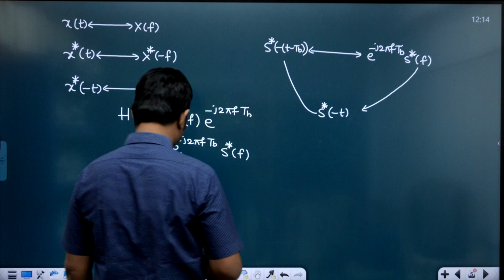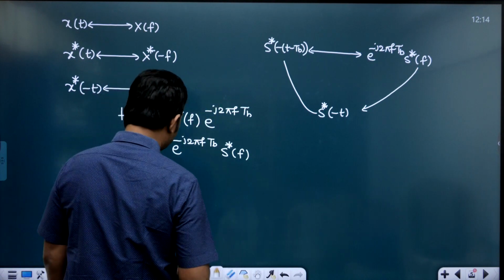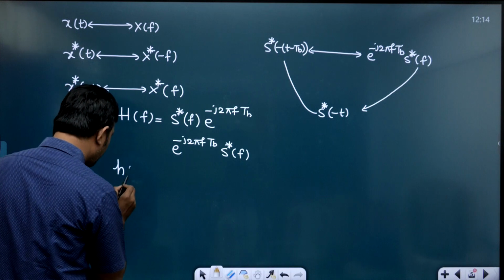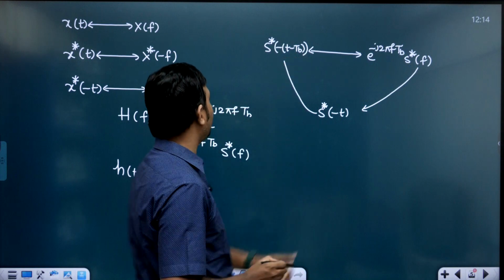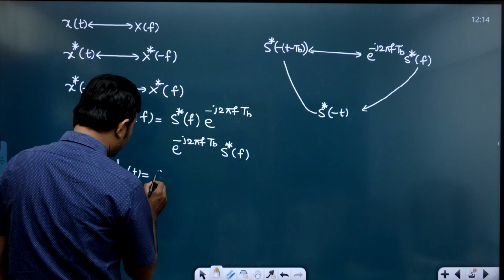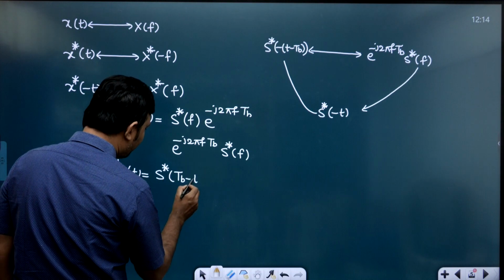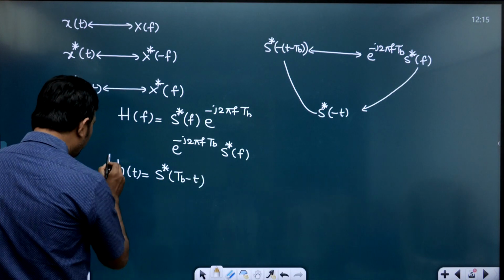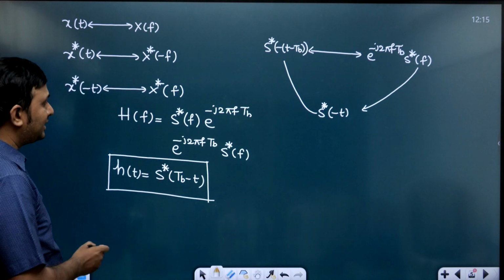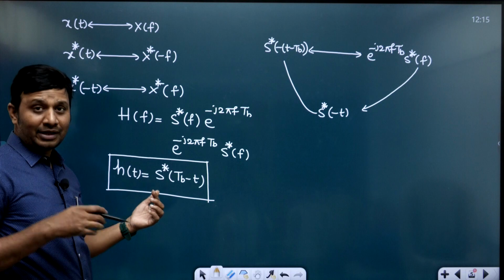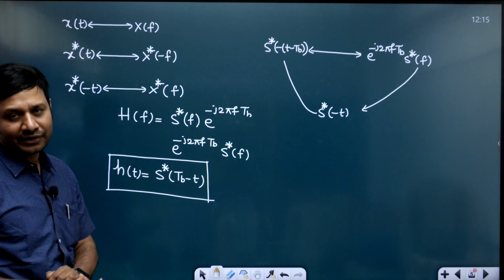Or the impulse response h of t. This is H of f, the frequency response. Impulse response I got. Impulse response is s star of tb minus t. Yes. So we got the impulse response of the matched filter, and the impulse response of the matched filter is related to the input s of t as h of t is equal to s star of tb minus t.